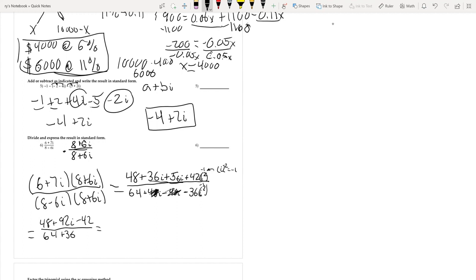Adding like terms on the top and bottom, I get 6 plus 92i over 100. So simplifying, 6 over 100 plus 92i over 100. And that simplifies to 3 over 50 plus 23 over 25 i. All right.